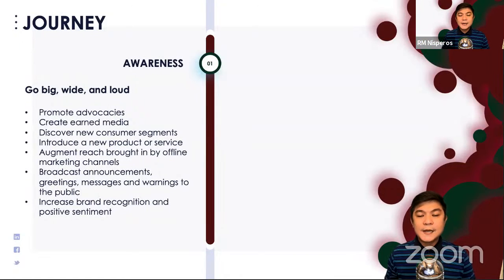with the four stages. So awareness, it's going big, wide, and loud. So the number one objective in awareness is to reach as many eyes as possible so that they become aware that you exist or your product exists. So you promote advocacy, you create earned media, which are testimonials, feedback. This is what I'm mentioning a while ago. You can discover new customer segments in the awareness stage.